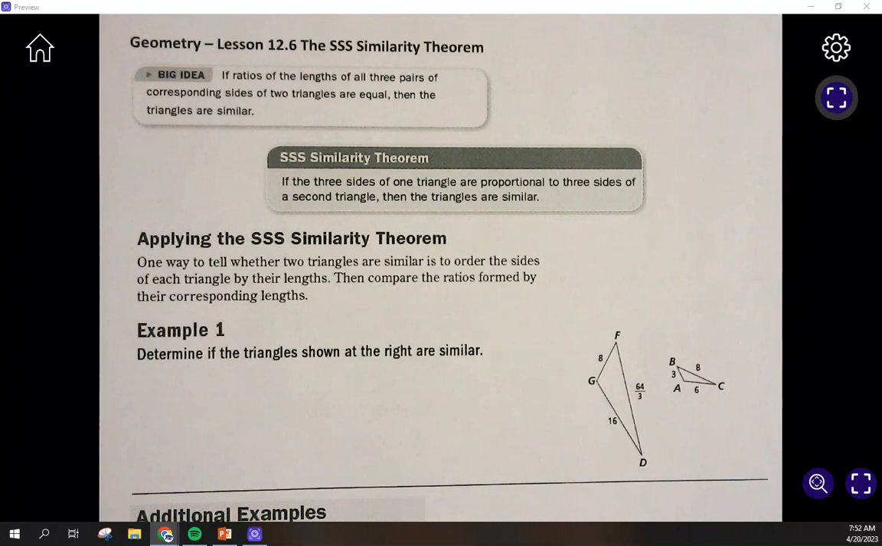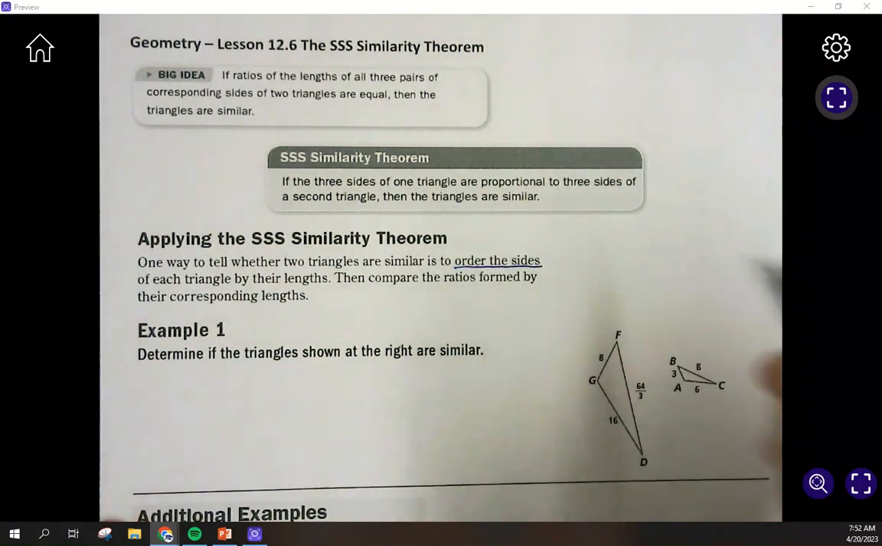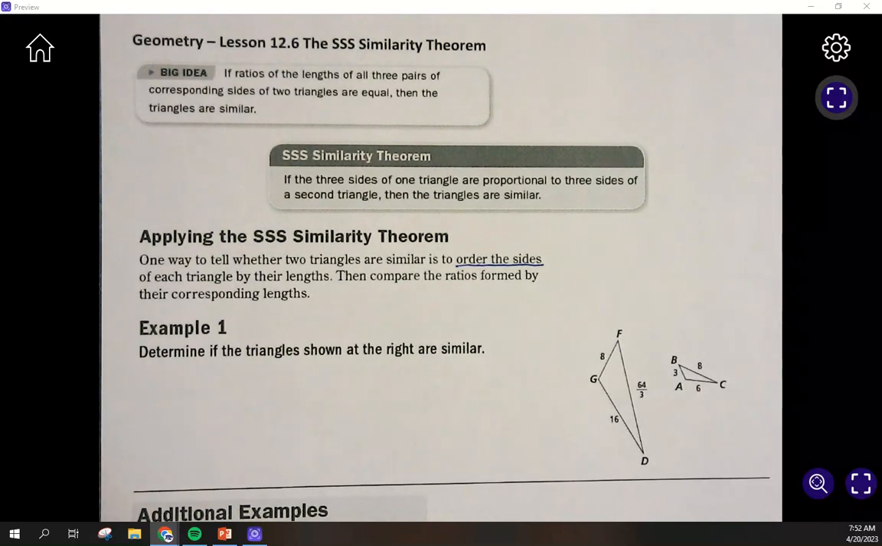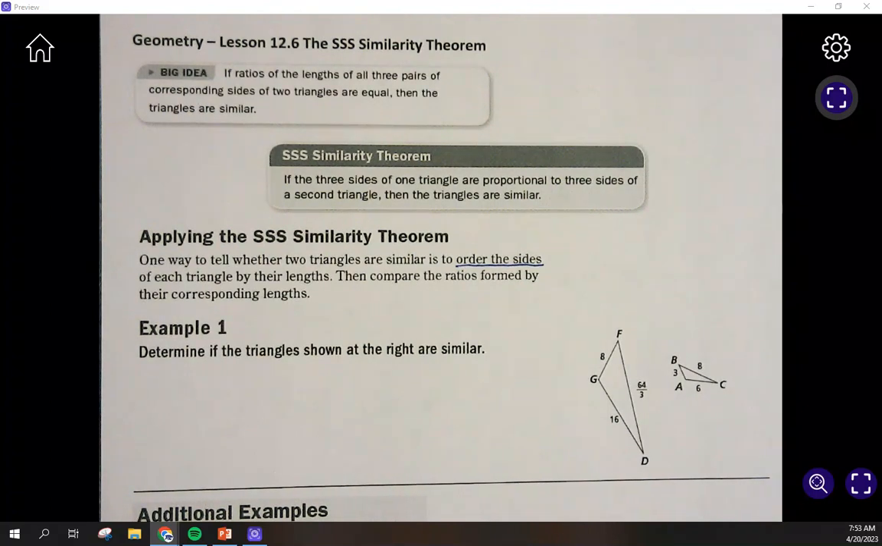Applying the SSS similarity theorem. So one way to tell whether two triangles are similar is to go ahead and order the sides. That's important. Order the sides by their lengths and then compare the ratios that are formed by their corresponding lengths. So what does that mean? Let's say we're given these two triangles here.